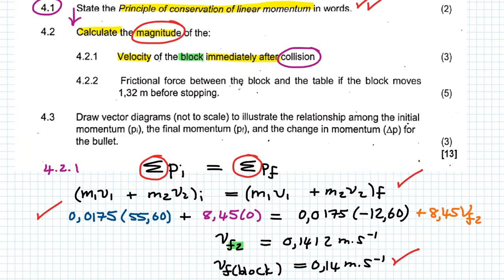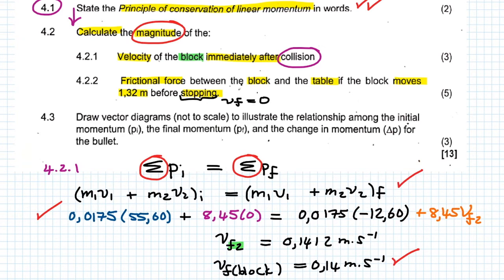Question 4.2 says that we need to calculate the magnitude of the frictional force between the block and the table if the block moves 1.32 meters before stopping. So stopping implies that its final velocity is going to be equal to 0.